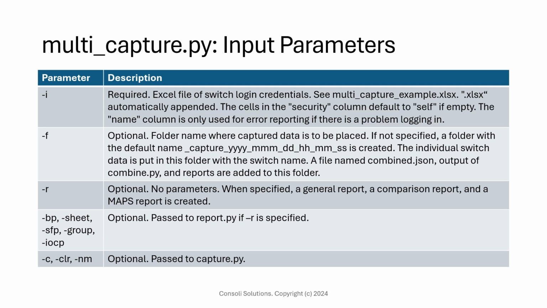-F, that allows you to specify a project folder name. Use of this option is outside the scope of this video. By default, a timestamp folder is created. -R is optional. There's no parameters. When you specify that, it generates the report, the compare report, and the maps report by launching those appropriate scripts. -C, -CLR, and -NM, those are passed to capture. -BP, -sheet, -SFP, -group, and -IOCP are passed to the report script, which will be covered shortly. Capture was the one we just completed.